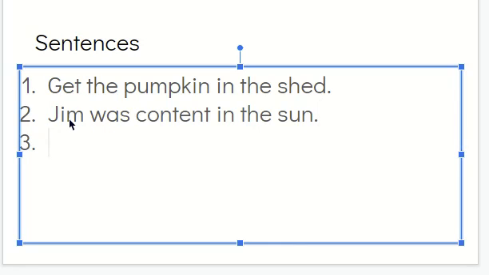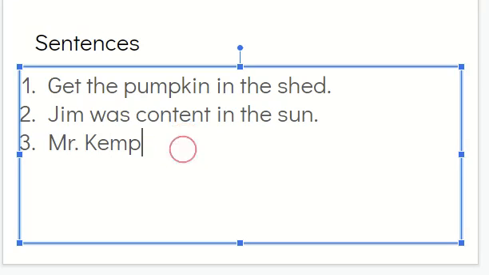Number 3, Mr. Kemp will invest in gold. Go ahead and pause it and write it on your own. And then here we go. Mr. Capital M-R period is our abbreviation for Mister. Mr. Kemp. I did a capital K because this is his last name and it's a proper noun. Also, I use a K for the K sound because I have an E as my vowel right here.